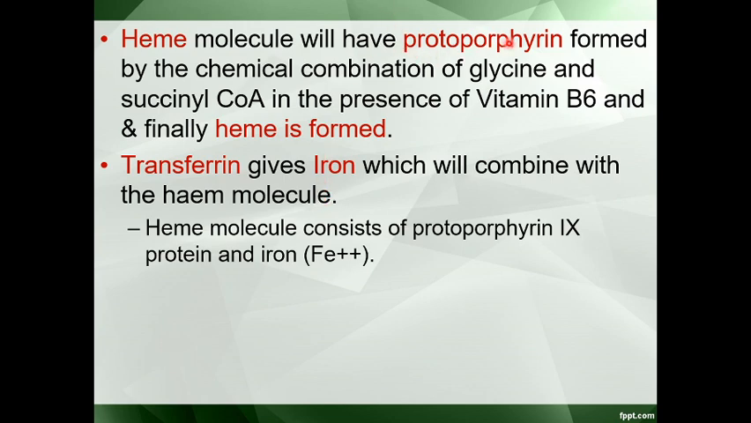The heme molecule will have protoporphyrin 9 formed by the chemical combination of glycine and succinyl-CoA in the presence of vitamin B6, and heme is formed. Transferrin gives iron, which will combine with the heme molecule. So the heme molecule consists of protoporphyrin 9 and the iron. These three things, heme, protein and iron, combine together to give the hemoglobin molecule. One is the heme, which is synthesized partly in the mitochondria and partly in the cytosol. The protein is synthesized at the ribosome, and the transferrin, which is a transporting protein, provides iron, which combines with the heme molecule.